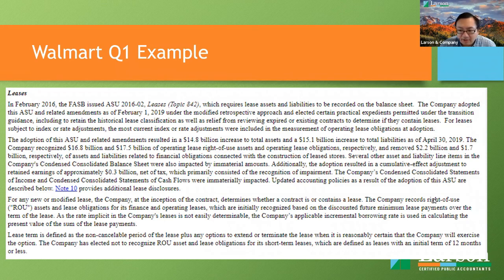They also talk about the right of use asset record based on discounted future minimum lease payments over the term of the lease. And then they mentioned that they didn't use the implicit rate, so they used the incremental borrowing rate for the present value. They also disclosed the practical expedient that they used for not applying ASC 842 on terms that are 12 months or less.